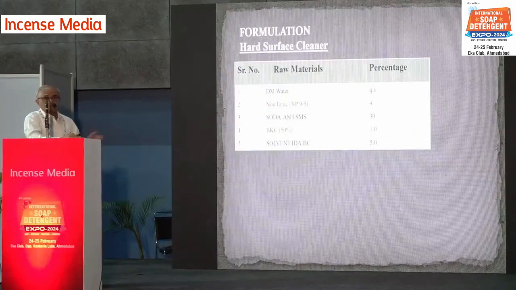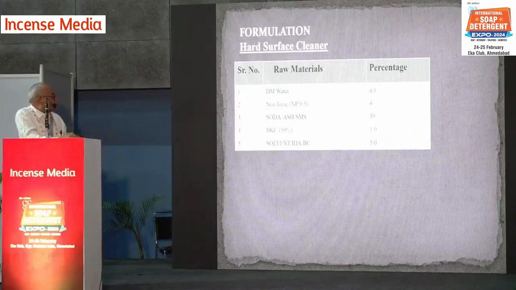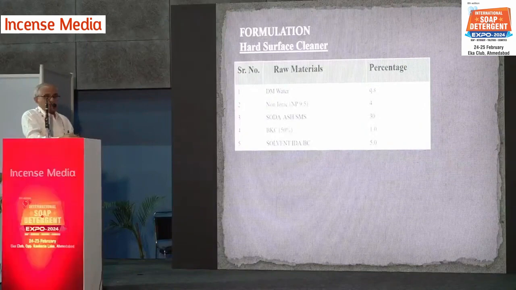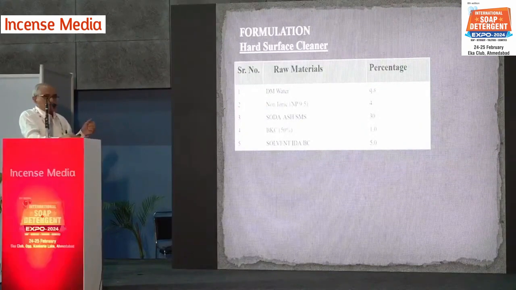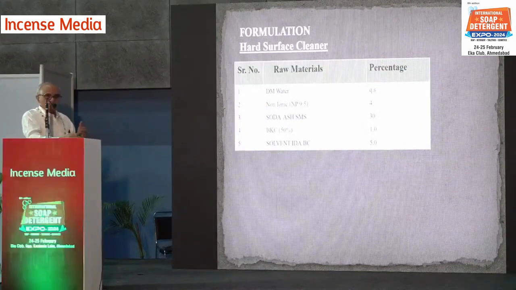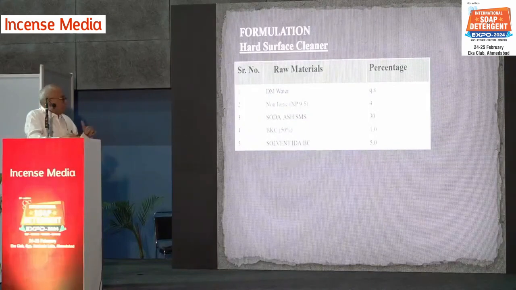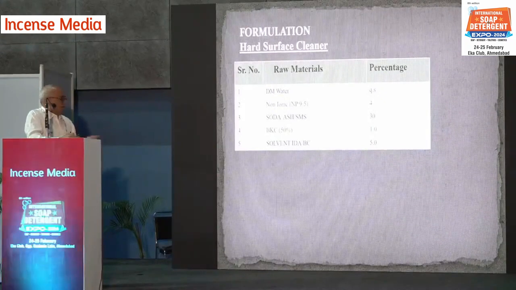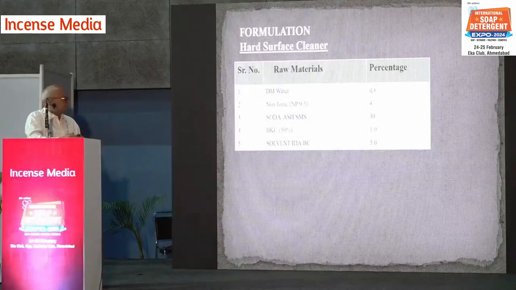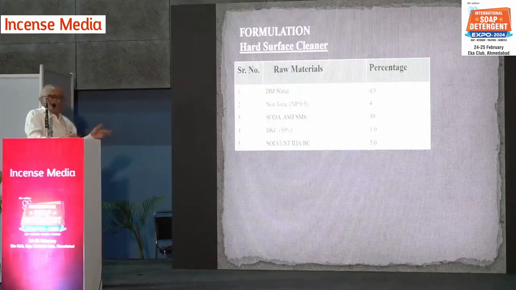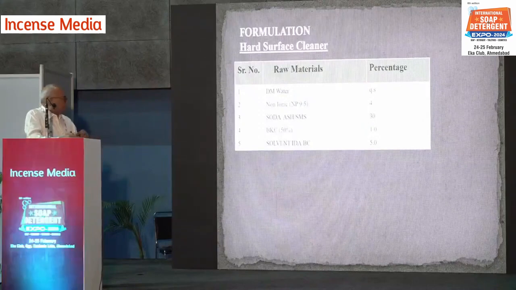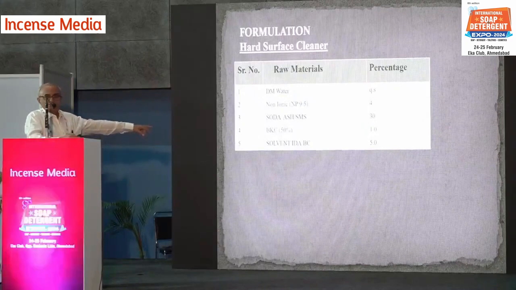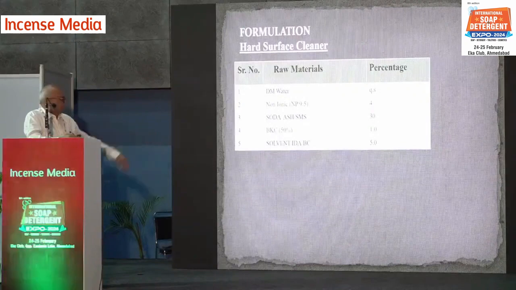This is a hard surface cleaner. Here the main ingredient is nonionic, nonyl phenol ethoxylate, Alphox 200 you can call it. Then you have to increase the pH. In that you can add soda or sodium metasilicate. BKC works as an antibacterial, and solvent, butyl cellosolve or something like that. IPA, it should be IPA, they have written IDA by mistake.